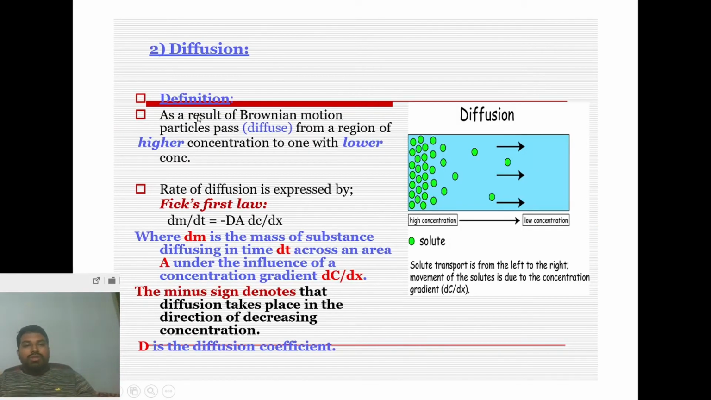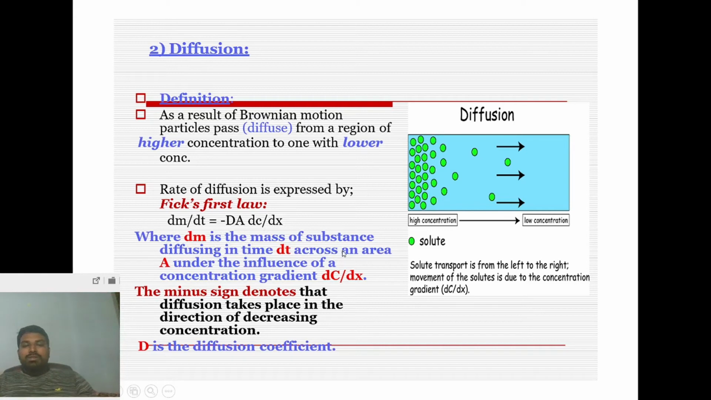Now diffusion. As a result of Brownian motion, particles diffuse from a region of higher concentration to one with lower concentration. Rate of diffusion is expressed by Fick's first law, dm upon dt is equal to minus D A dc upon dx.